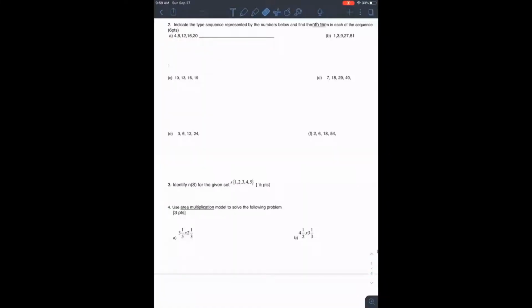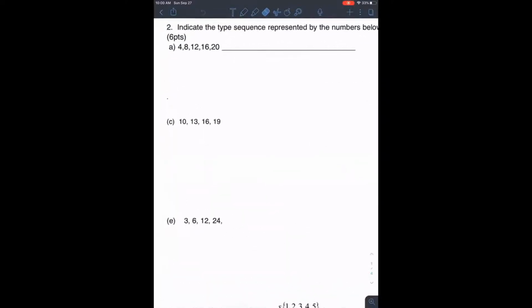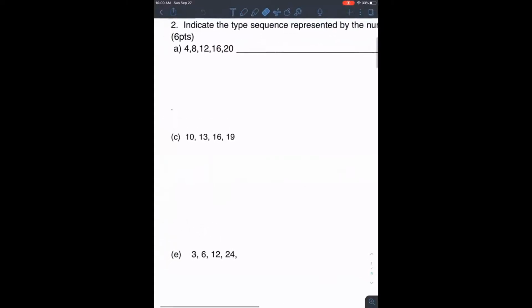All right, so number 2 is going back to sequences. First, it says indicate the type of sequence represented by the numbers below and find the nth term in each of the sequences. So for A, we start with 4, 8, 12, 16, and 20. What we need to do is find the difference between each element in that group. 4 to 8 is 4, 8 to 12 is 4, 12 to 16 is 4, and 16 to 20 is 4. So each time we're adding 4.